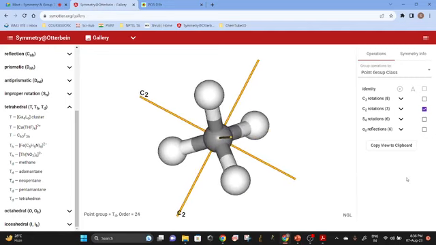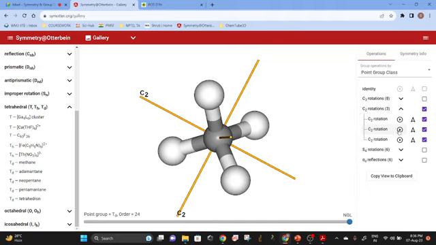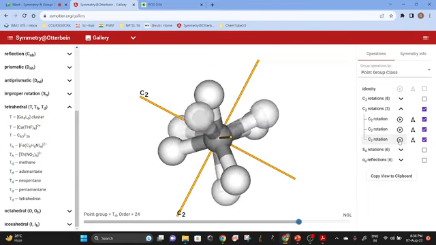So there are 3 C2s. And instead of H here, we have all Cl. So this will be tetrachloromethane, CCl4. 1, 2, 3.